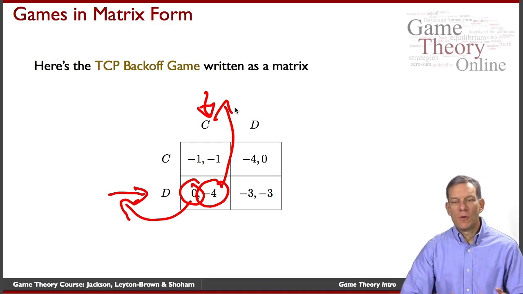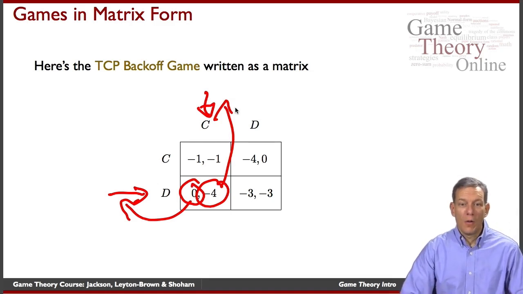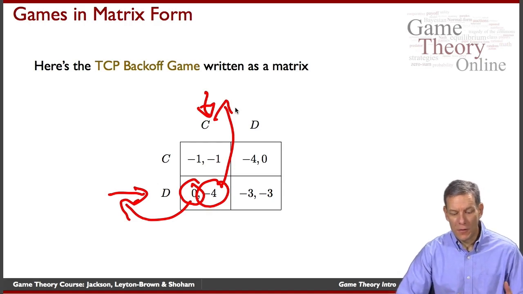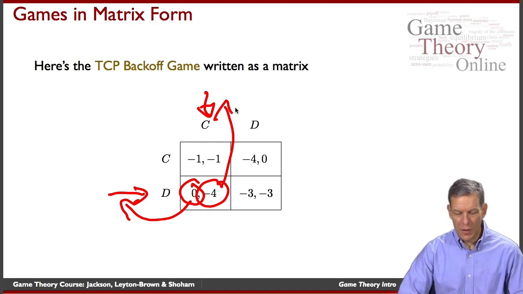So the matrix is a very simple way of representing all of the basic elements of the normal form game visually, so that we can keep track of exactly what the strategic interaction is and what players would like to do as a function of the game.